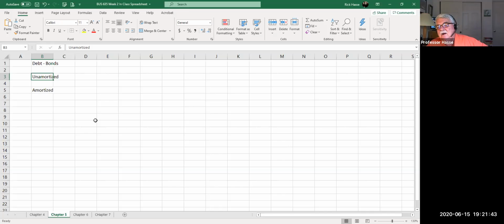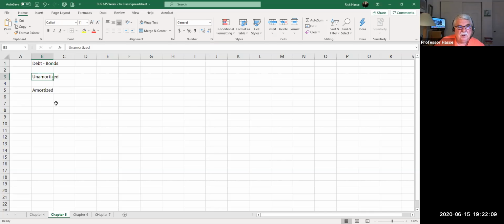So bonds are unamortized financing, and that's very attractive, especially if you have the collateral and the credit. Why? As I said, the only cash flow you have on paying off that debt is you just have to pay interest. You pay the maturity at the end of the life of the debt.